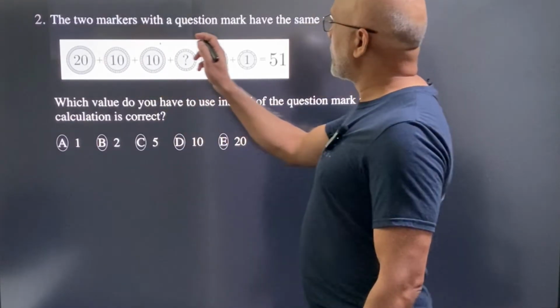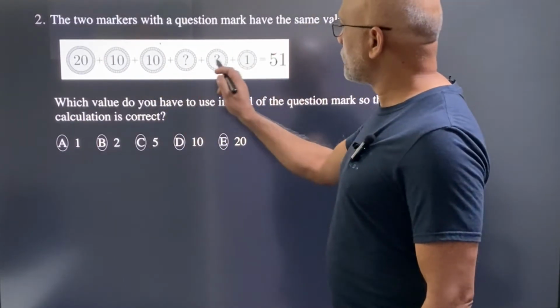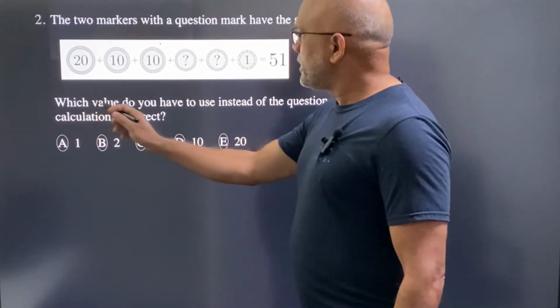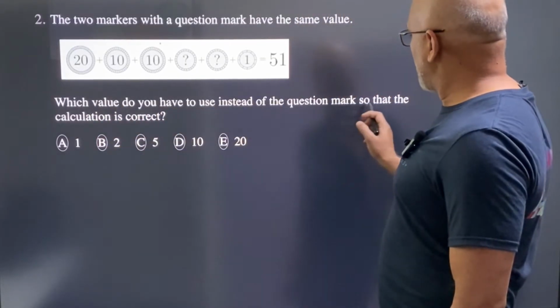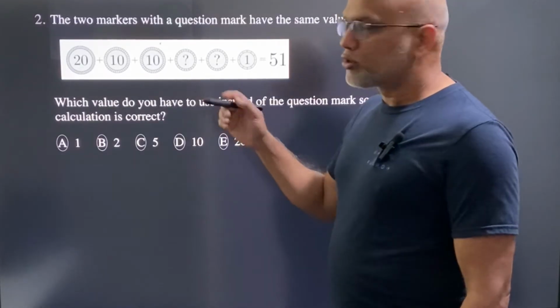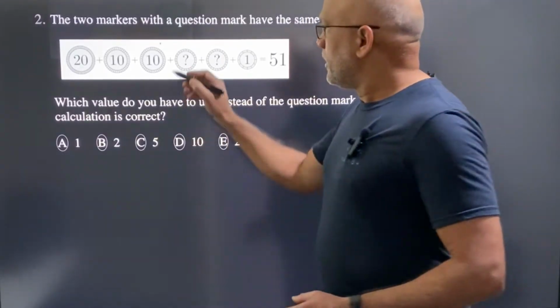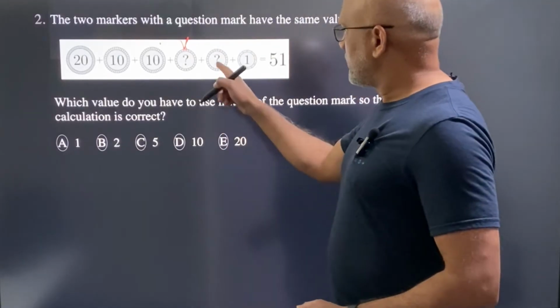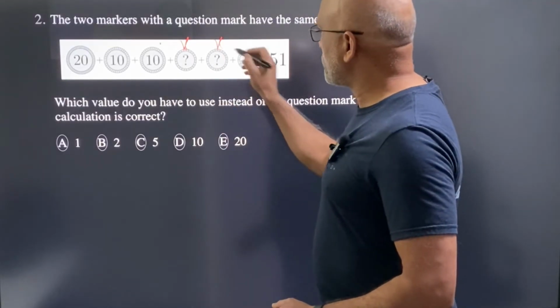The two markers with a question mark have the same value. So these are the two markers with a question mark. Which value do you have to use instead of the question mark so that the calculation is correct? So we can use algebra. Let me call this value x. Since they are the same value, this also has to be x.